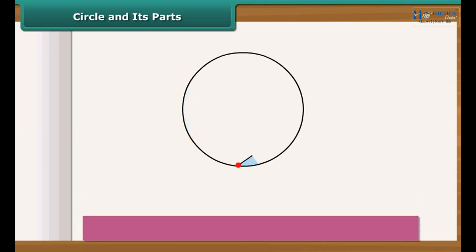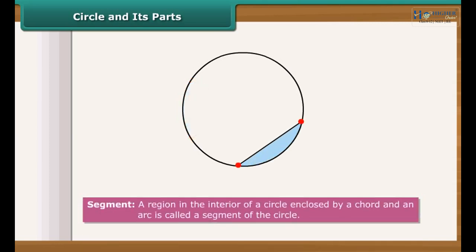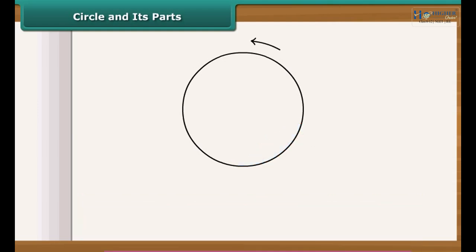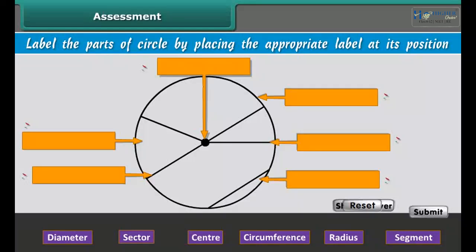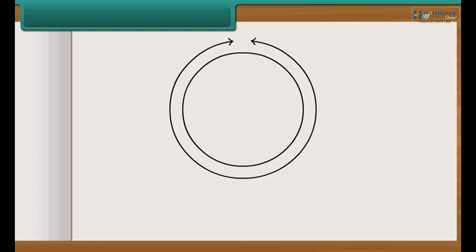Similarly, there is a portion bounded by a chord and an arc of the circle which is called a segment of the circle. The boundary of a circle is known as the circumference of the circle. The distance around a circle is its circumference. Label the parts of the circle by placing the appropriate label at its position.